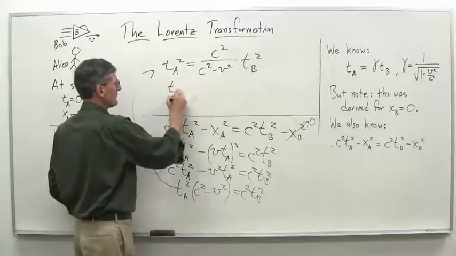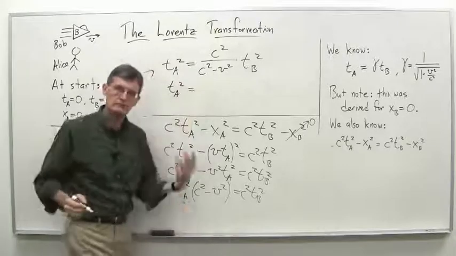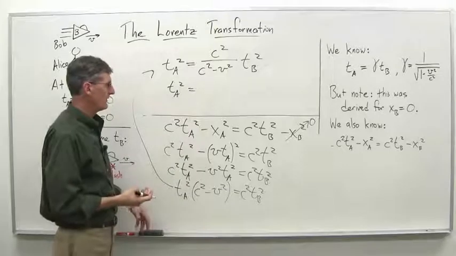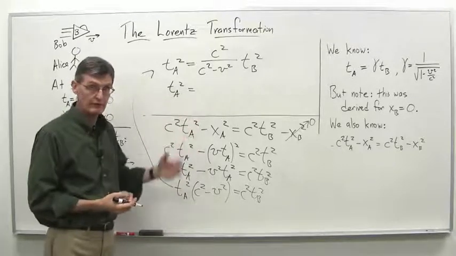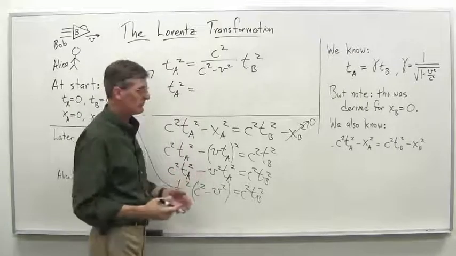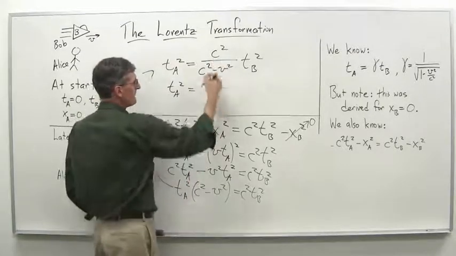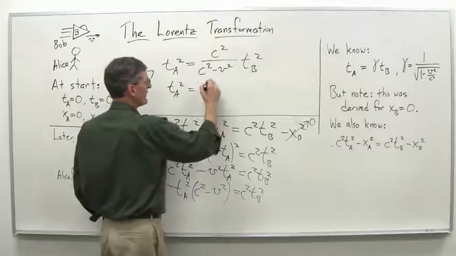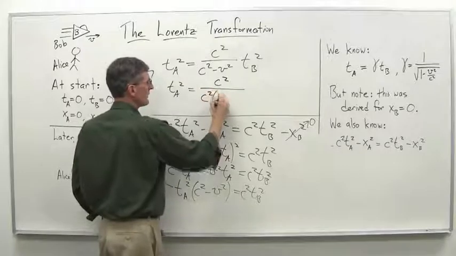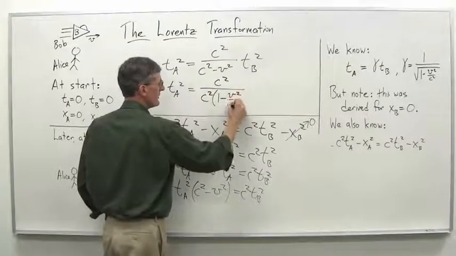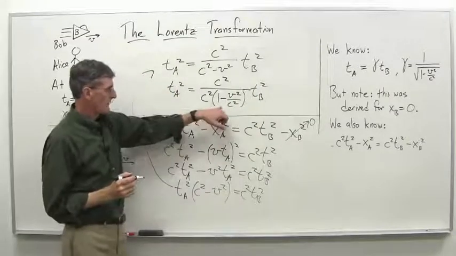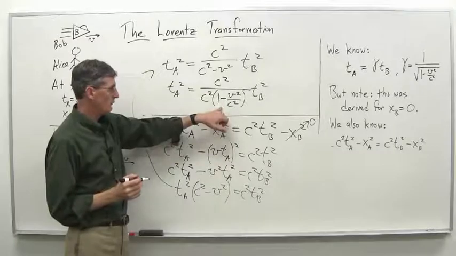For those of you who are up with your algebra, you might want to play around with this a little bit. So pause and see what our final answer is going to be. It's going to be very familiar, but let's see what we get. Let's factor out a c squared in the bottom. So I can write c squared times (1 minus v squared over c squared) times t_b squared. The reason I did that, well, first of all, I can do that.